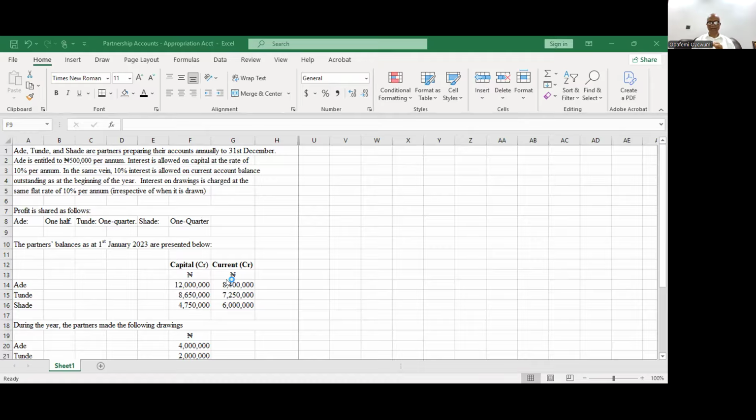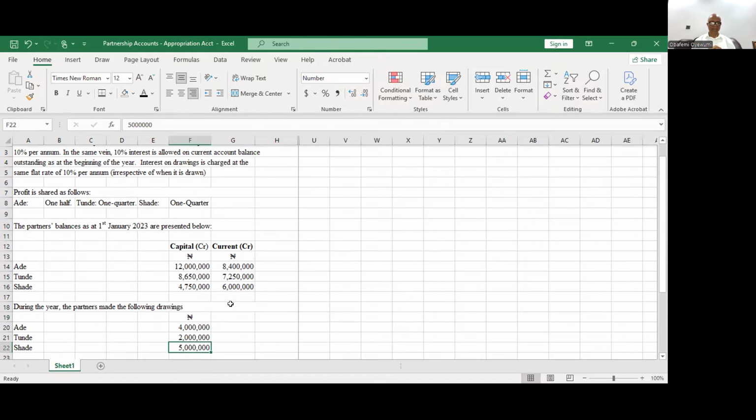You have the capital account column and the current account column. Ade, Tunde, and Shade: 12 million for capital for Ade, and then 8.4 million for current. Tunde had 8,650,000 for capital, and for current account also had 7,250,000. Shade at the beginning of the year had 4,750,000 for capital, and then 6 million for current.